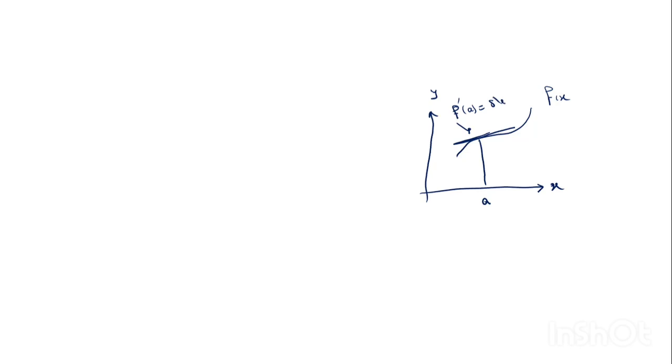We draw an xy graph of a function f of x, and at the point x equals a, we draw a tangent. The slope of this tangent is equal to f derivative of a. Algebraically, f derivative of a is equal to the limit of f of a plus h minus f of a over h as h tends to 0, provided for sure that the limit exists.